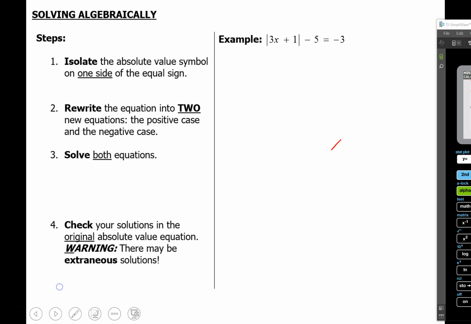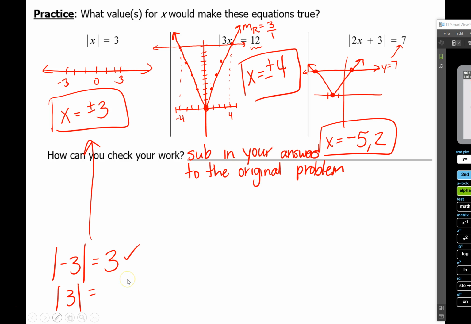We also need to plug in the second answer, +3. When we plug that in, what is the absolute value of +3? It's 3. That checks with what the problem says, so those answers are right. You can do the same thing with each of these.